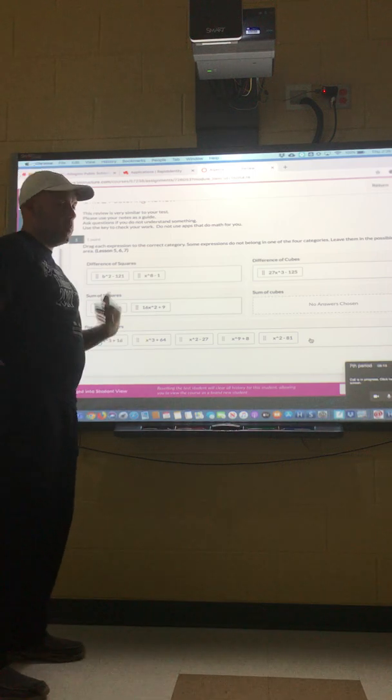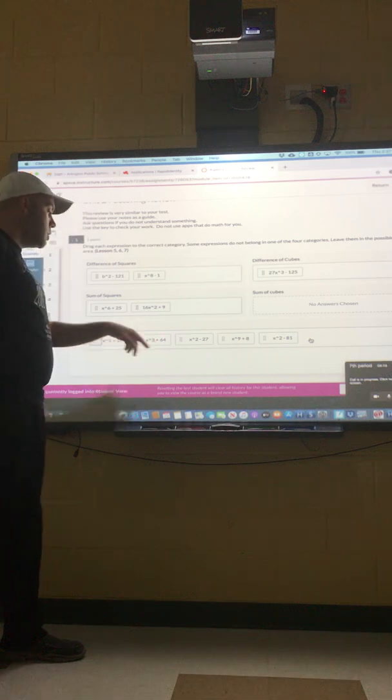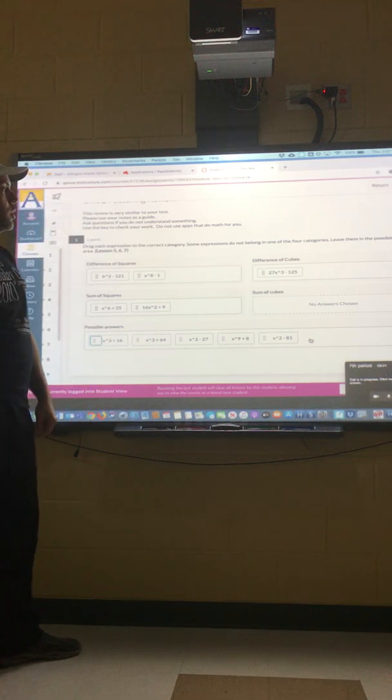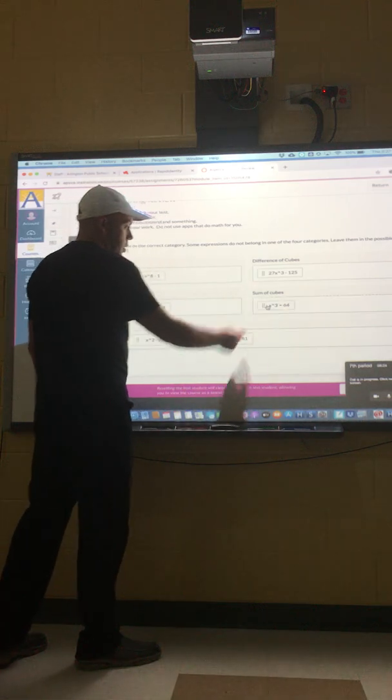All right, x to the 3rd plus 64. Well, x to the 3rd is to a power of 3, so it's divisible by 3. That's telling me it's a cube. 64 is also a perfect cube, so I know it has to go into the cubes. Since that's a plus, it's a sum of cubes.